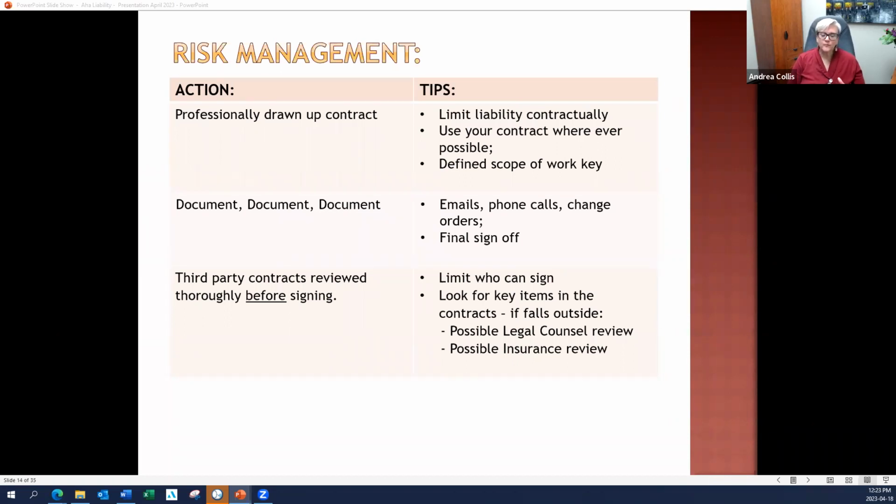So the second key point of risk management for professionals especially is this: document everything. So whether it's your emails, your phone calls, your change orders, and a final sign off. I will have conversations with clients and they really like to be able to do business on the phone and come to agreement. And I'm okay with that. We do that too. But the key, therefore, is then to send a follow-up email summarizing that conversation and making sure that the understanding between the two of you is the same.